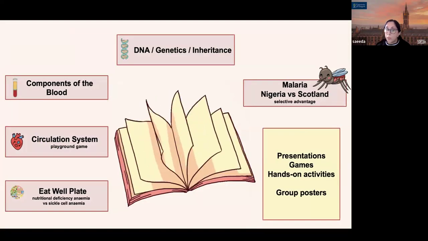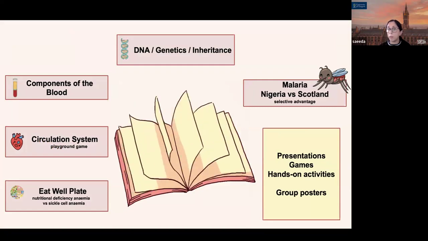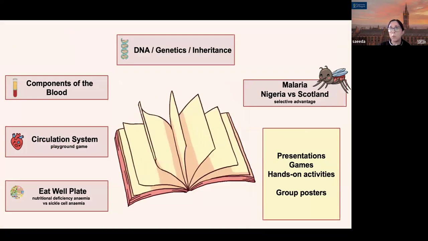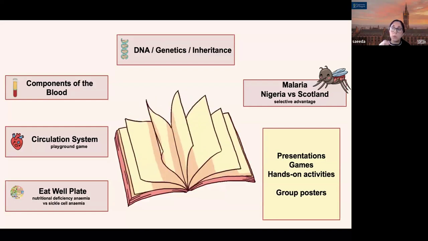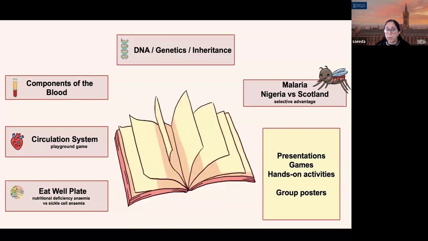The information was presented to the children as a story. It was a modified PBL approach, the problem-based learning approach, which is quite common in the medical school at Glasgow University. We began by exploring the Eat Well plate. The children in the primary school are introduced to that probably in P4, so when they're about 8 or 9 years old. They already knew about anemia, that there was nutritional deficiency anemia, and then we led into sickle cell anemia, and the latter was what was being inherited.